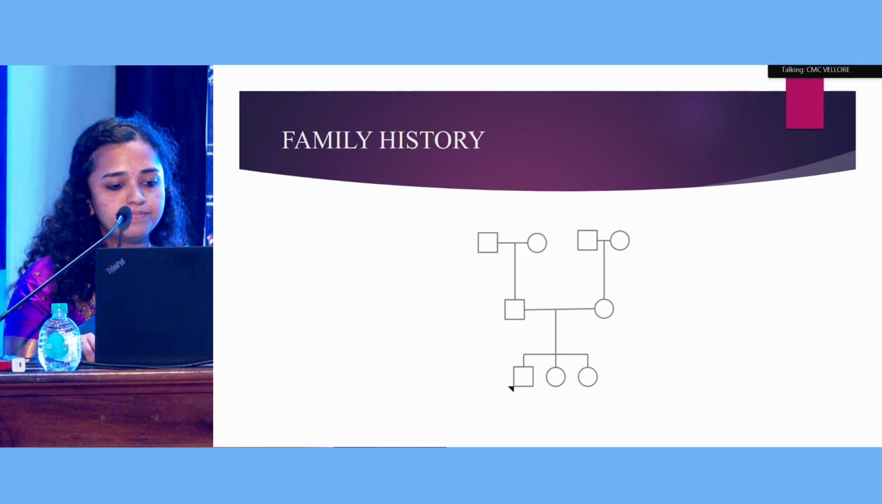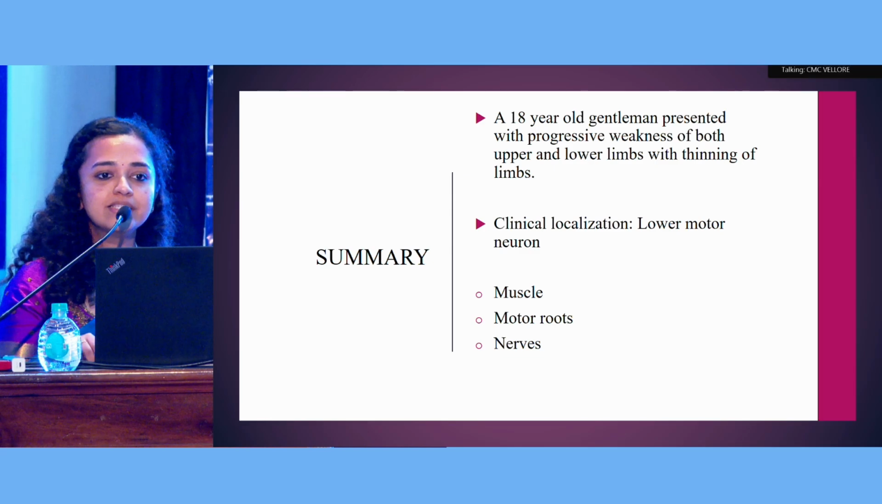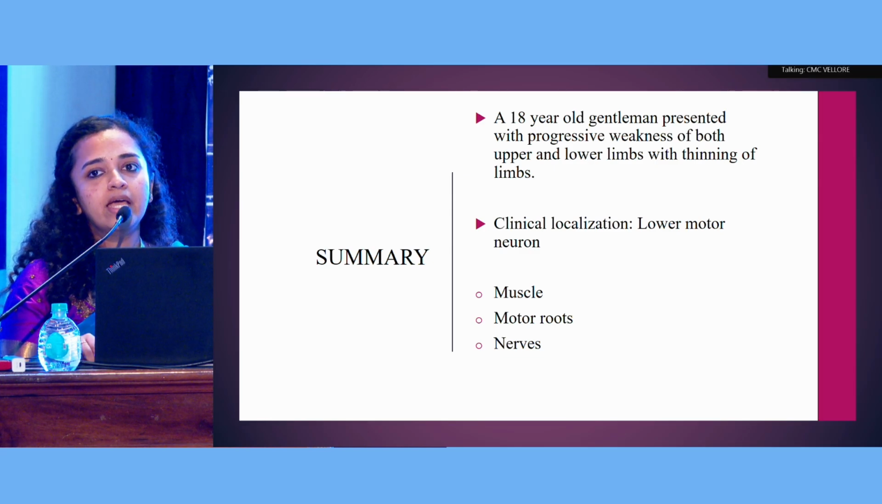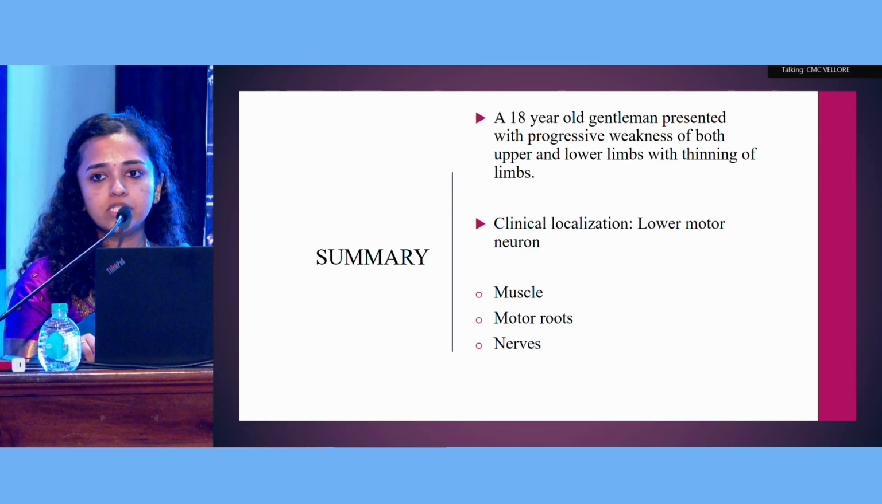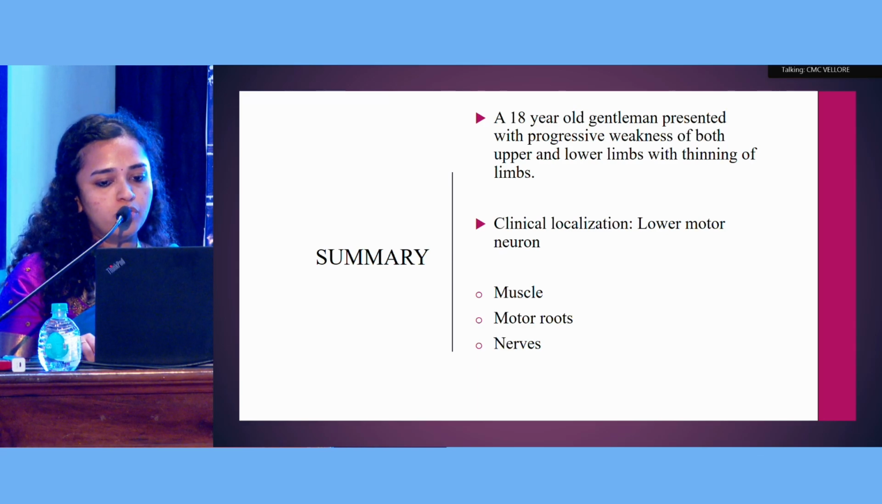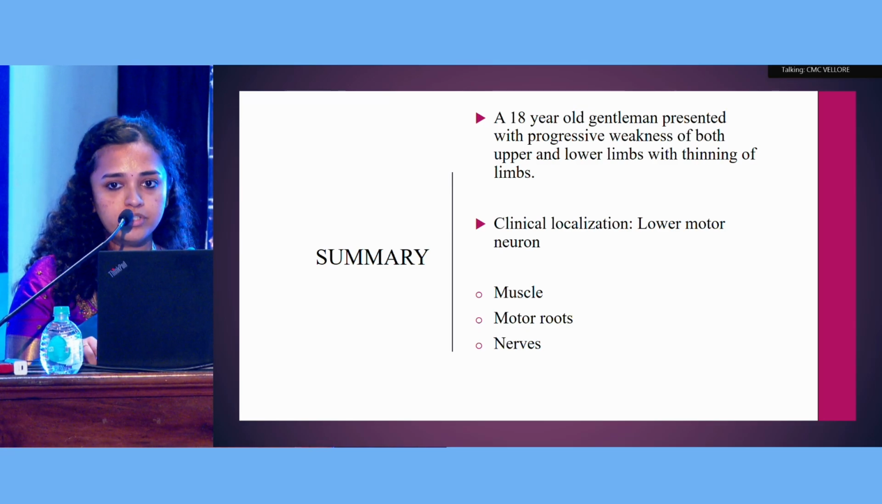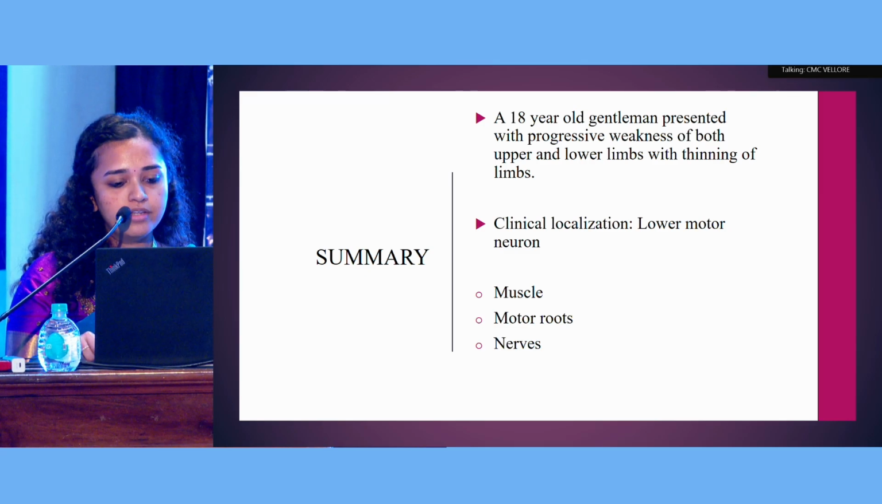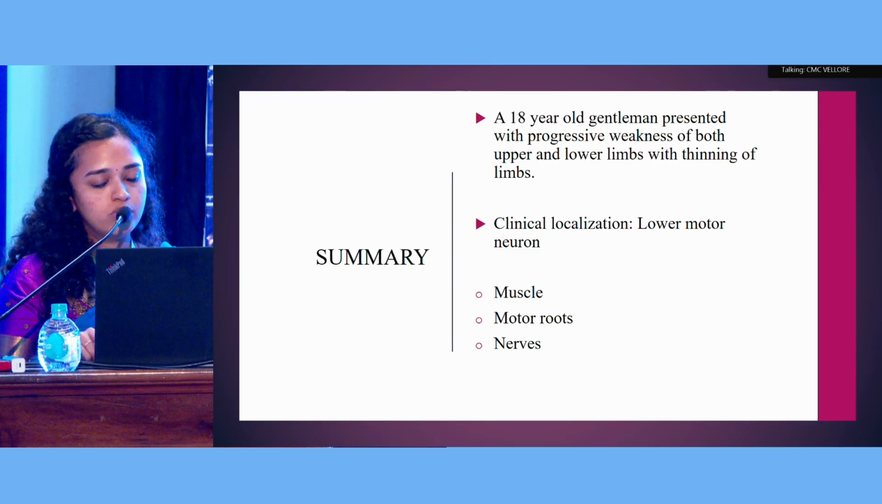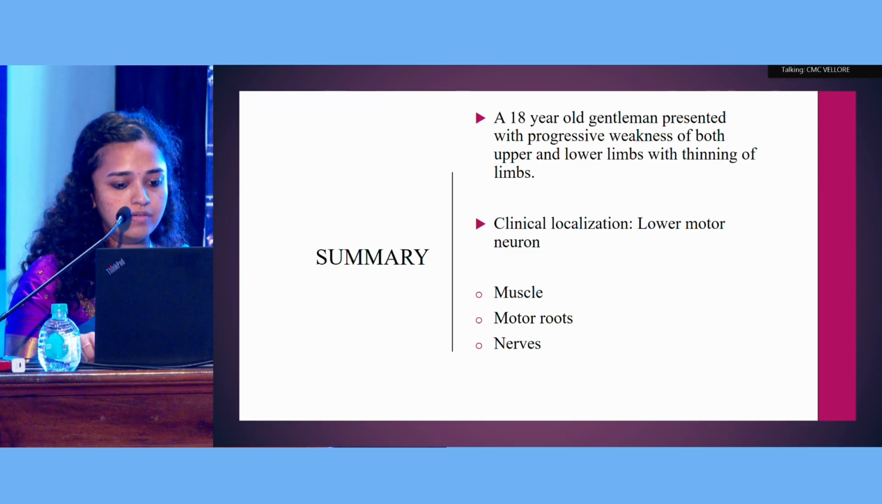So summarizing the history here, we have a 20-year-old gentleman who presented with progressive weakness of both upper and lower limbs with thinning of limbs. So considering this, the possible clinical localization is to the lower motor neuron. So the possible localizations can be 1 to the muscle, 2nd to the motor roots, or to the nerves.